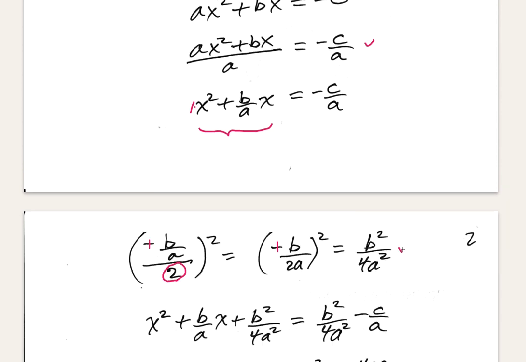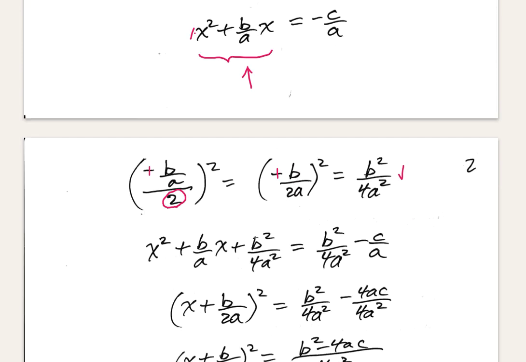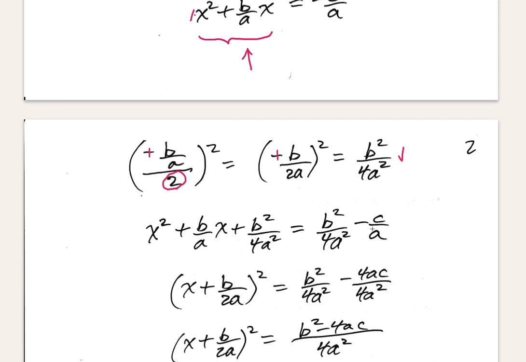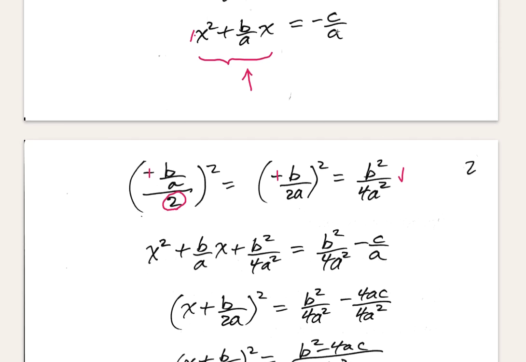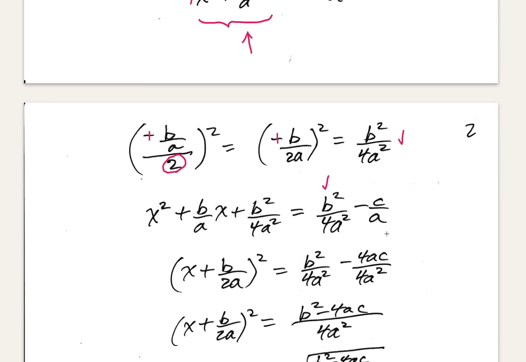Now that's the magic number I want to add to this up here to make a perfect square over on the left-hand side. So that's what I do. I add b squared over 4a squared on each side. Now, because this is a negative c over a on the right-hand side, I actually write it this way. Rather than negative c over a plus b squared over 4a squared, I wrote the b squared over 4a squared first, so then I'm just subtracting c over a. And then there's the left-hand side.